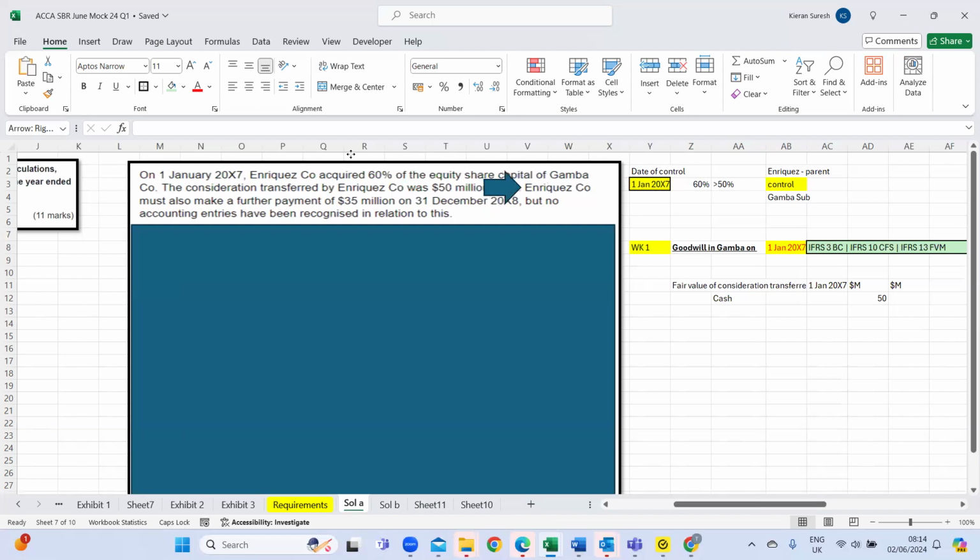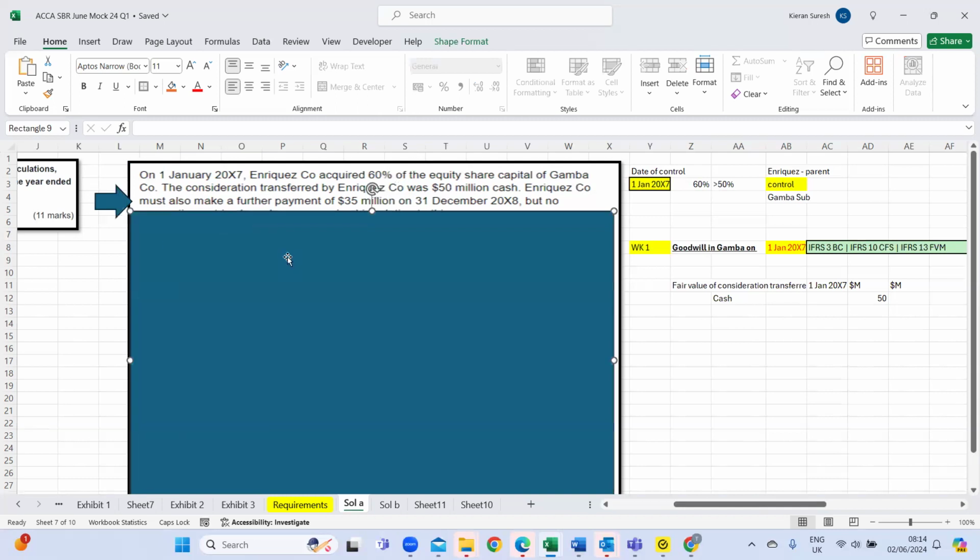And also Enrique's company must also make a further payment of 35 million on 31st December 2018. Now here you need to carefully consider, right? So further payment means the date is important. What was current date? 1st Jan 2017. What was this date? 31st December 2018. But this is at the end of 2 years, right?